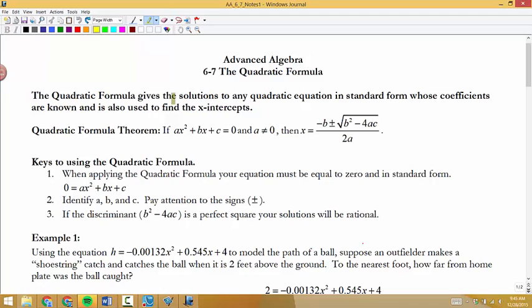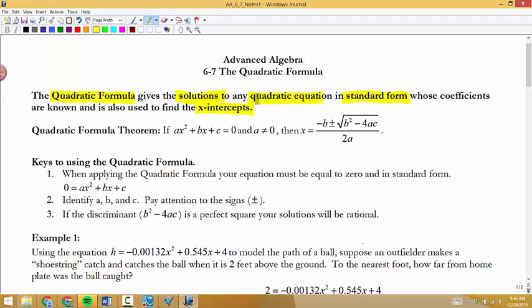All right, these are the notes for section 6.7, the quadratic formula. The quadratic formula is going to be used to find solutions to any quadratic equation as long as it's in standard form. It is also used to find the x-intercepts of any quadratic. If you think about it, we've been able to find all the other key properties of a parabola, except for the x-intercepts. This is how we're going to be able to do that now.